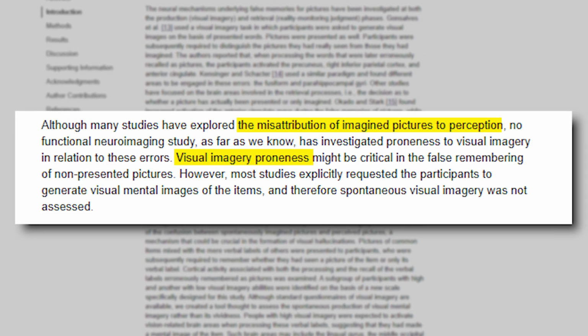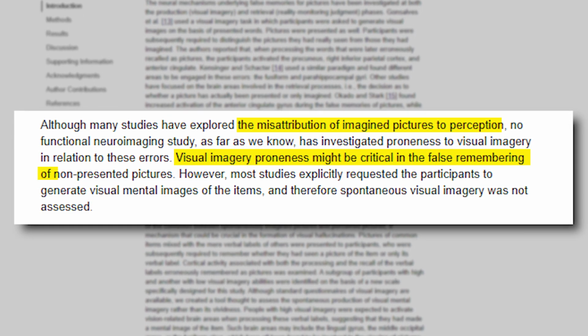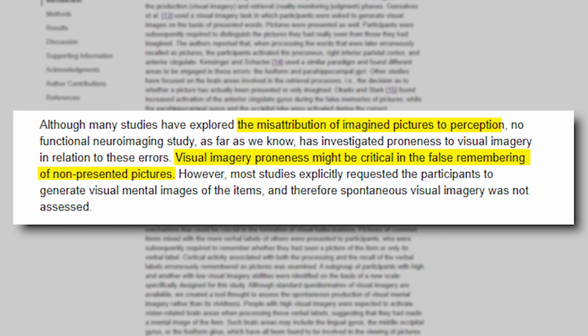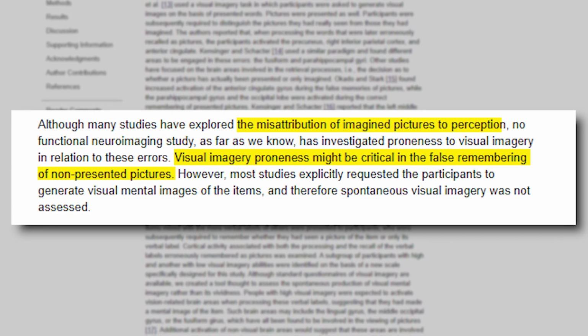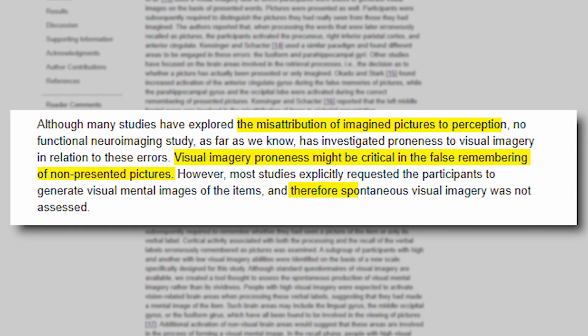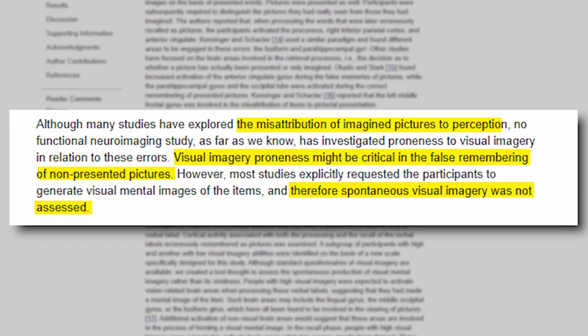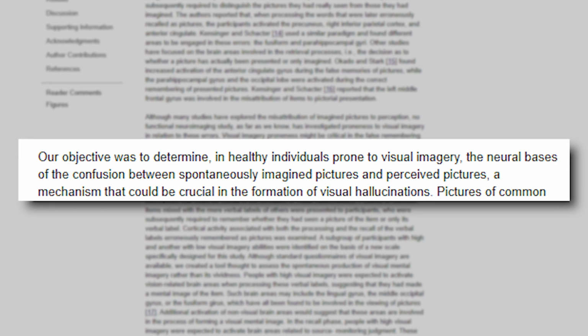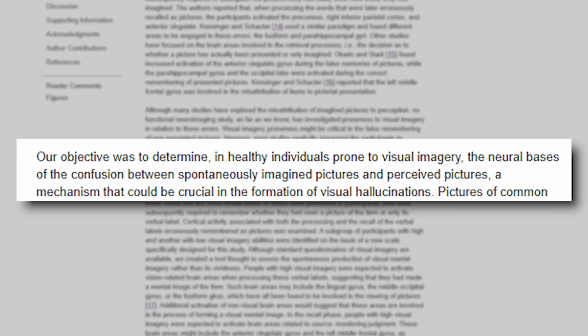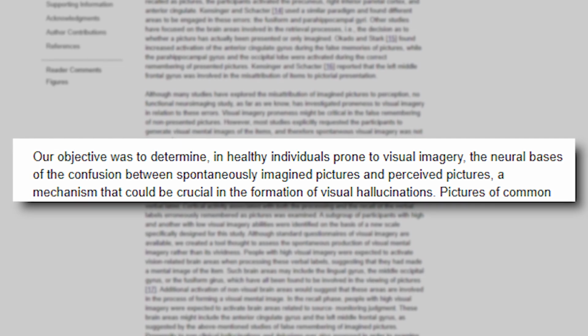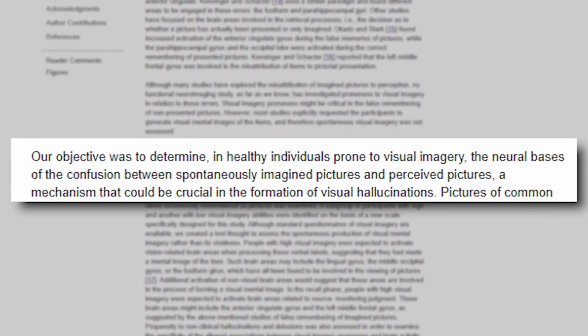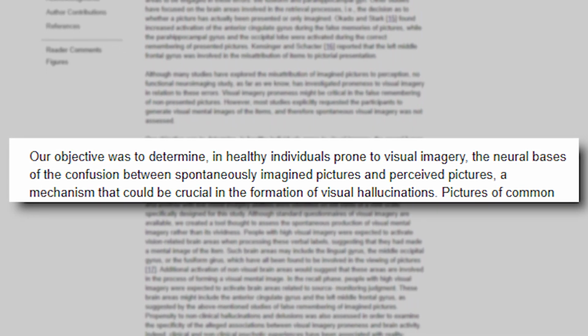Visual imagery proneness might be critical in the false remembering of non-presented pictures. However, most studies explicitly requested the participants to generate visual mental images of the items, and therefore spontaneous visual imagery was not assessed. The researchers' objective was to determine in healthy individuals prone to visual imagery the neural basis of the confusion between spontaneously imagined pictures and perceived pictures, a mechanism that could be crucial in the formation of visual hallucinations. Several methods were put into place before the experiment could first begin.